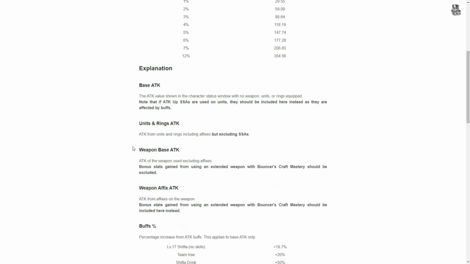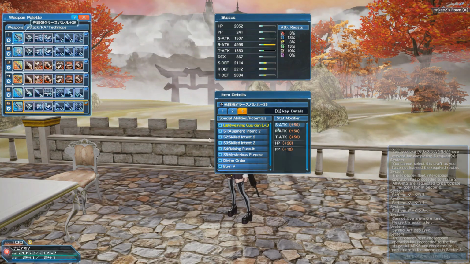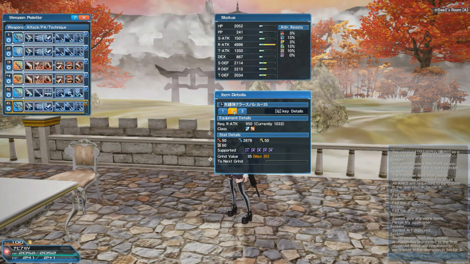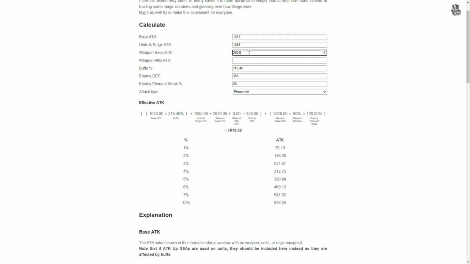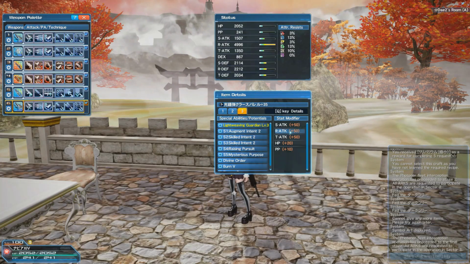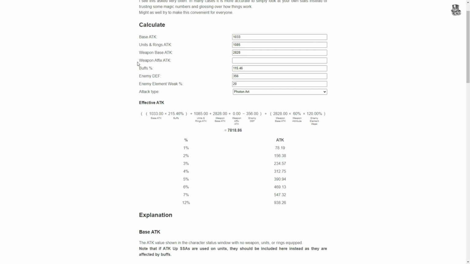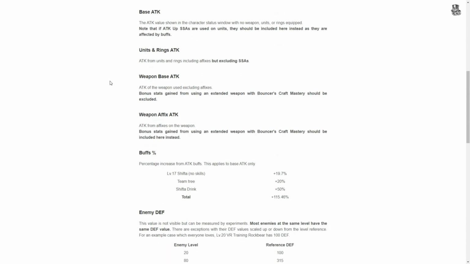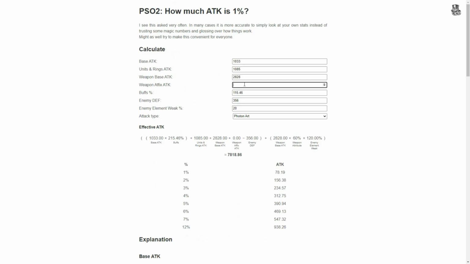1085. Next one we'll be looking at is the weapon base attack. Weapon base attack should be minus 50 of that. 2828. Okay. And then I have 50 attack on affix. So the next one will be the weapon attack affix. Monster stats, bouncer stats gained from the extended weapon craft mastery should be included here. I don't know if anyone's still using that, but okay. So I only have 50, that's the thing.